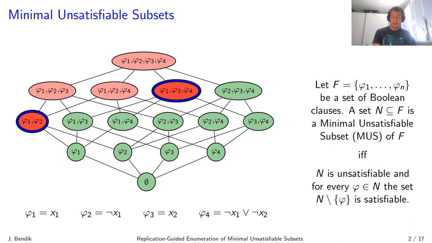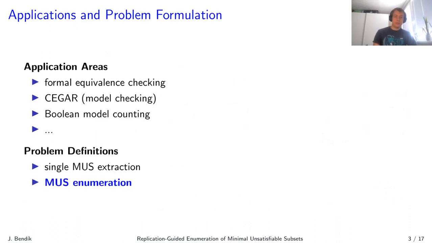proper subsets is satisfiable. Minimal unsatisfiable subsets found applications in many areas of computer science, such as formal equivalence checking, model checking, or Boolean model counting. The goal is usually either to identify a single minimal unsatisfiable subset or to identify or enumerate all the minimal unsatisfiable subsets. In this talk, we focus on the MUS enumeration.